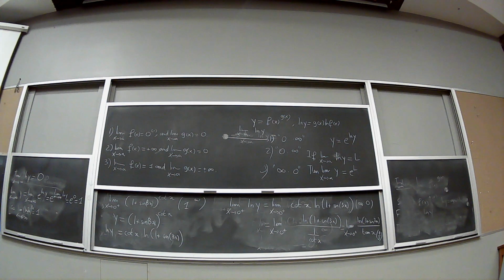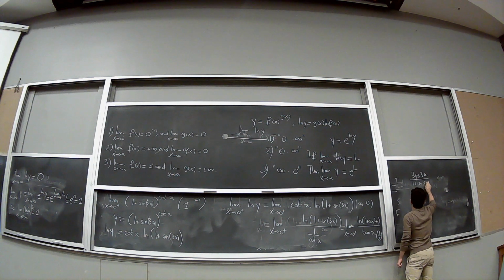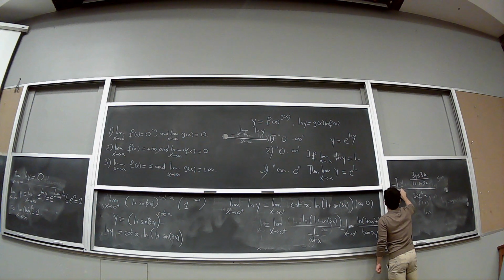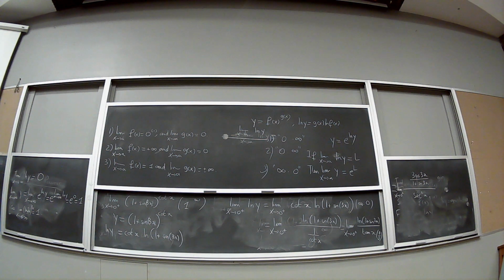Yes? 3 cos 3x over 1 plus sine 3x, over sec squared. Is that okay? You had 1 over cos squared, you said? That's fine. Yeah. Okay. You differentiated tan as sine over cos. Okay. That's good.